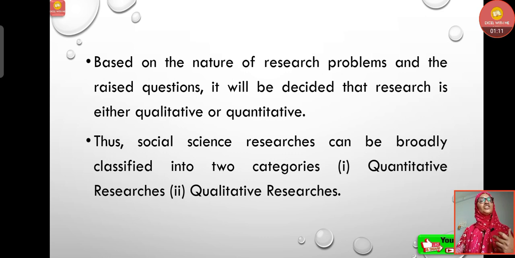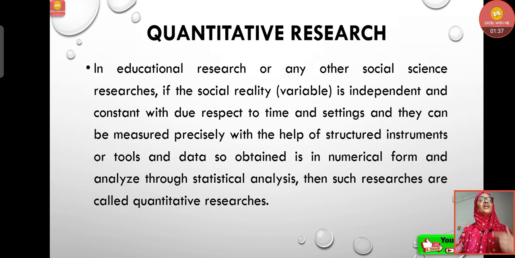Now, based on the nature of research problems and the raised questions, it will be decided whether research is qualitative or quantitative. Thus, social science researchers can be broadly classified into two categories, that is, quantitative researchers and qualitative researchers. Already we have done the qualitative researchers. Today we are going to do quantitative research.